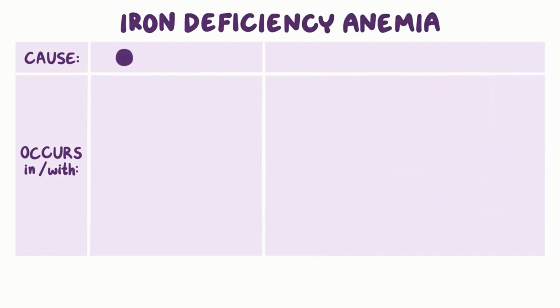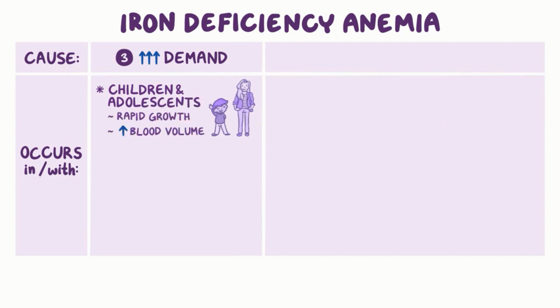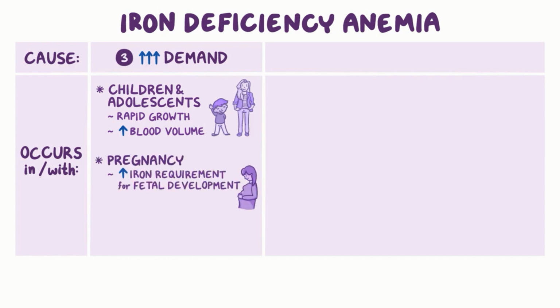Next up, increased demand can occur in children and adolescents because they're rapidly growing and increasing in blood volume, which requires them to make more hemoglobin. Alternatively, it may occur during pregnancy because of the increased iron requirements for fetal development.